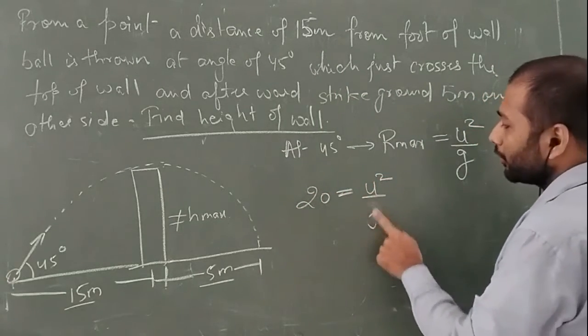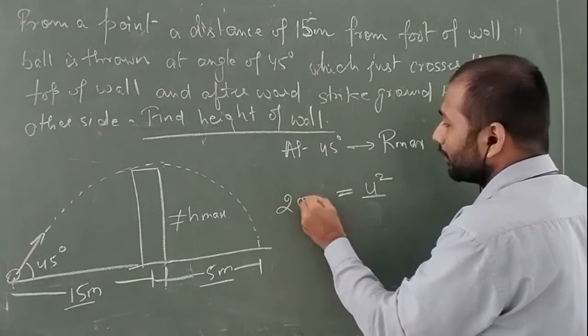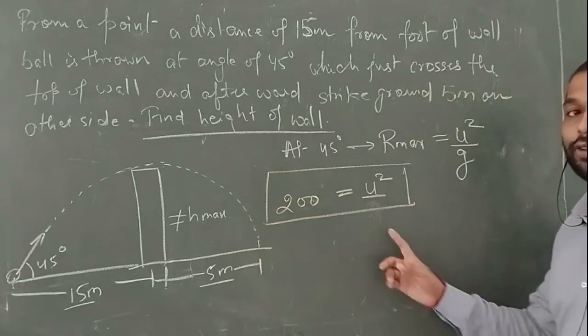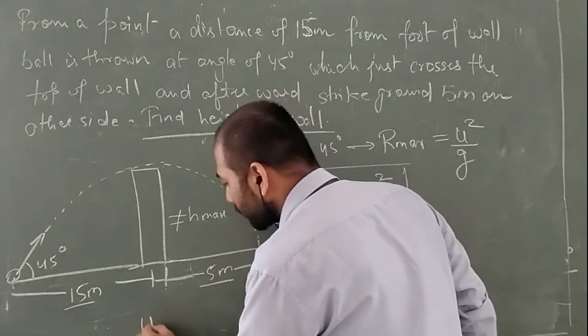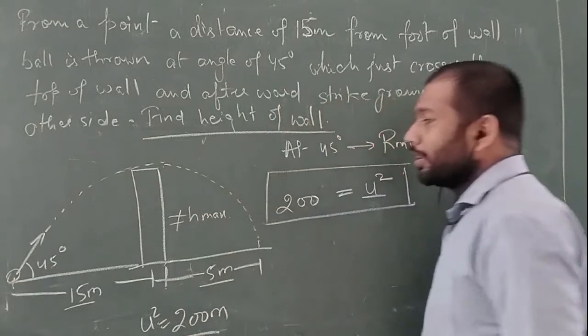Or you can bring the g over here. So you can write 200. So this is the value of our u square, the value of the u square that we got from this diagram. So let us write here u square is equal to 200. Now see what it is.